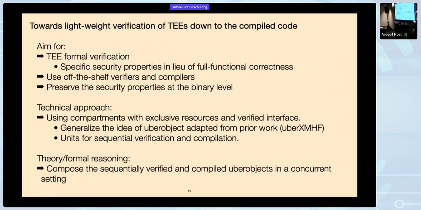And our theory would be that if we verify these compartments sequentially and in isolation, and then compile them sequentially and in isolation, then we can compose them in a concurrent setting, and we get the same properties that we are after in the concurrent setting too.